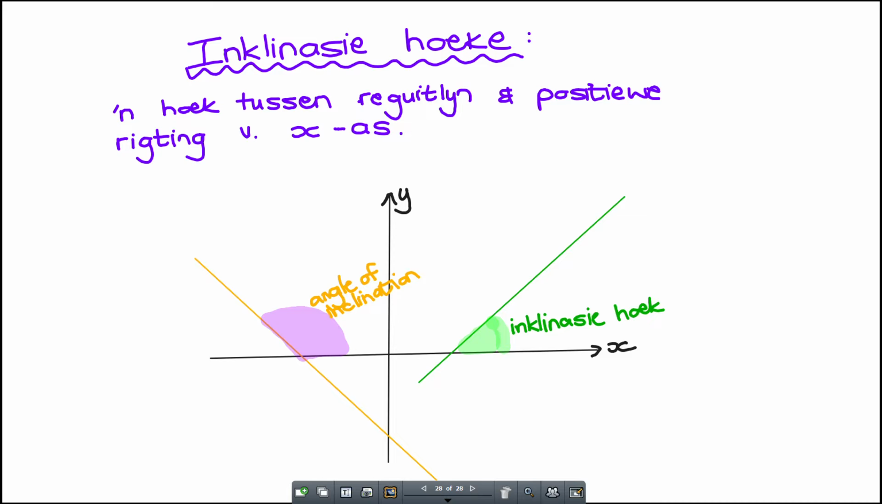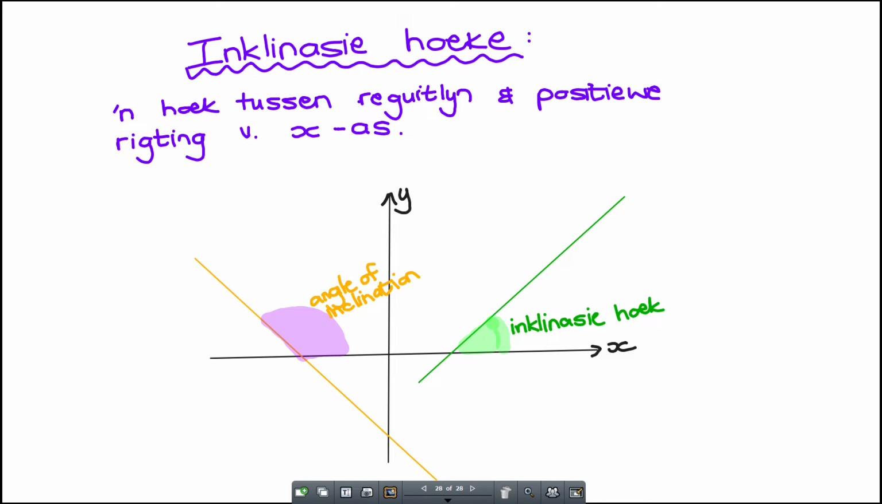Jou inklinasiehoek. Is julle reg? Okay, so would you guys be able to identify the angle of inclination? Is daar enige vrae? Okay. Good. Nou kom ons kyk gou daar wat sê hulle vir jou op die bladsytjie.